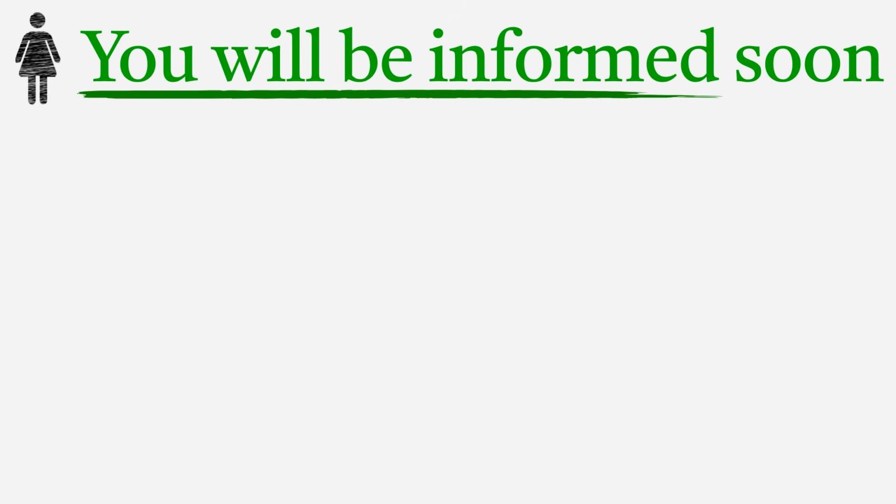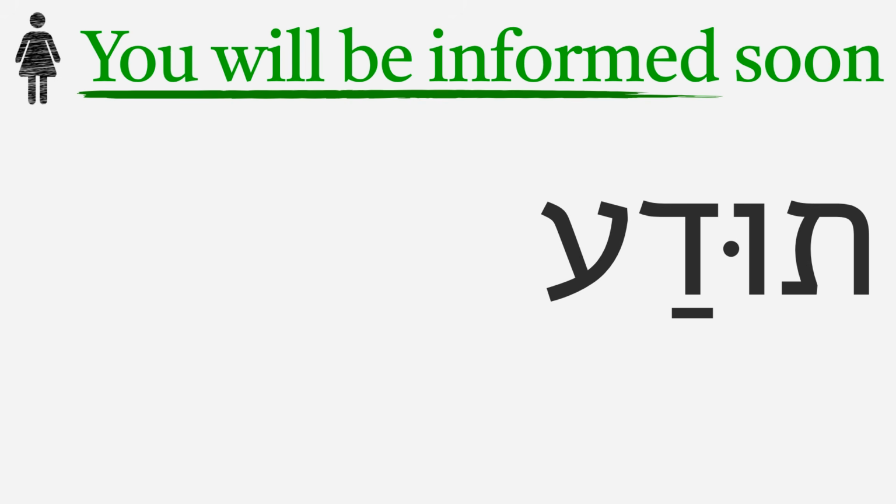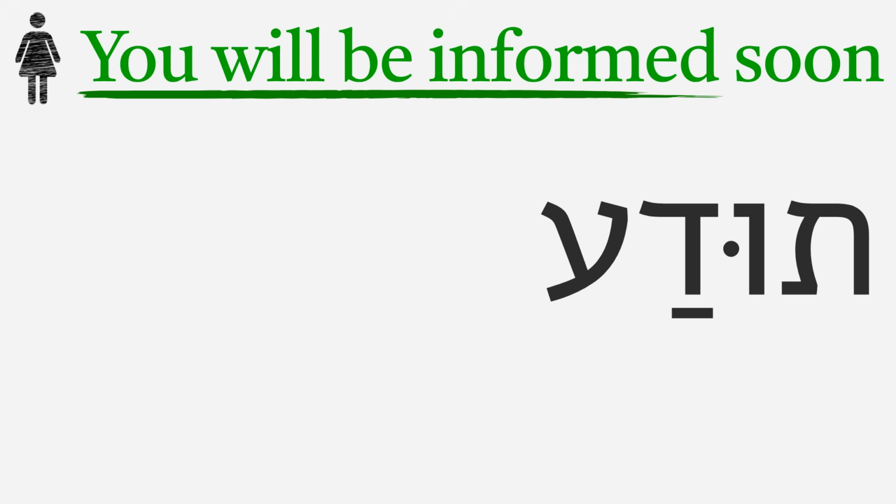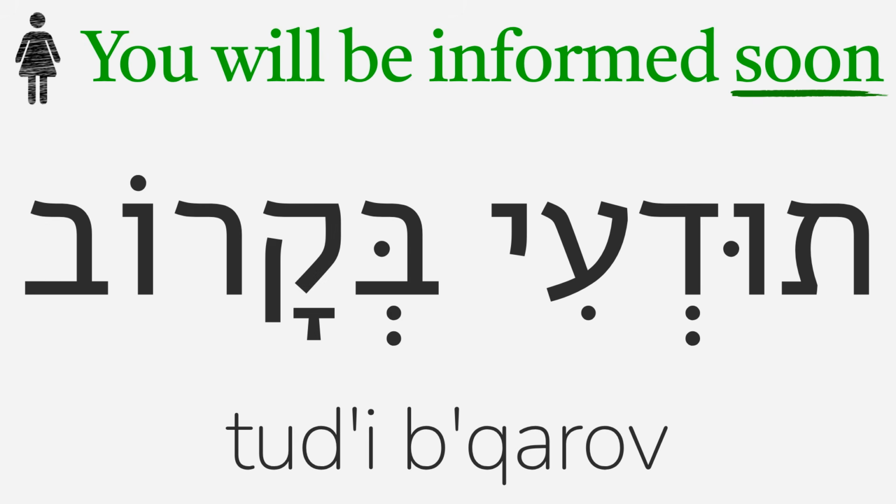Let's say you will be informed soon, speaking to a woman. The verb you will be informed, masculine singular, speaking to a man, is tuda, the same form as the past tense verb huda, he was informed, but with a future tense tav prefix. To make the feminine singular you form of the future tense, we take tuda, shorten the last vowel to a schwa, and add i. Tudi, you will be informed, speaking to a woman. Soon is bakarov. Tudi bakarov, you will be informed soon.